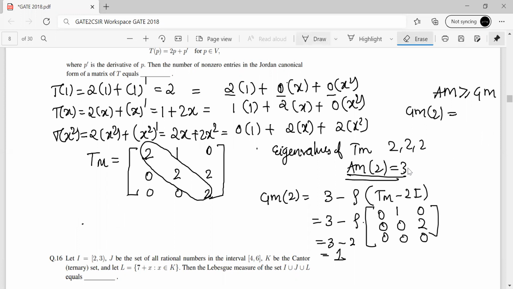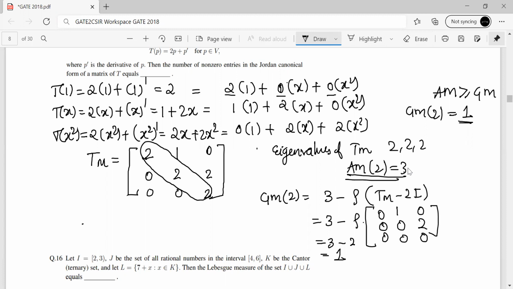Now let us correct the error. If the GM of 2 is 1 and AM is 3, that means there should be only one block corresponding to eigenvalue 2. GM says that there should be only one block, and AM is 3. So only one block of order 3.